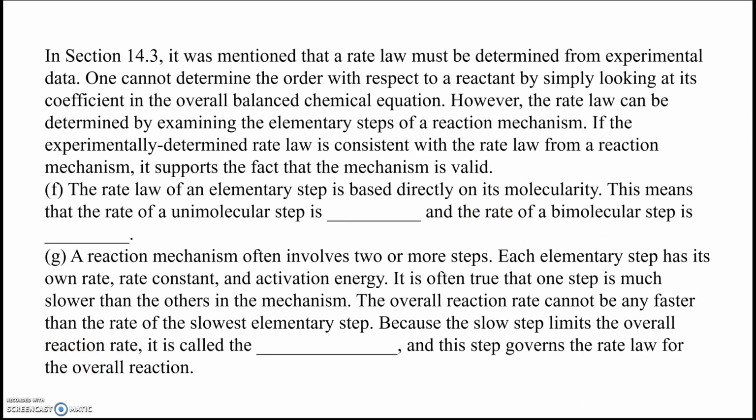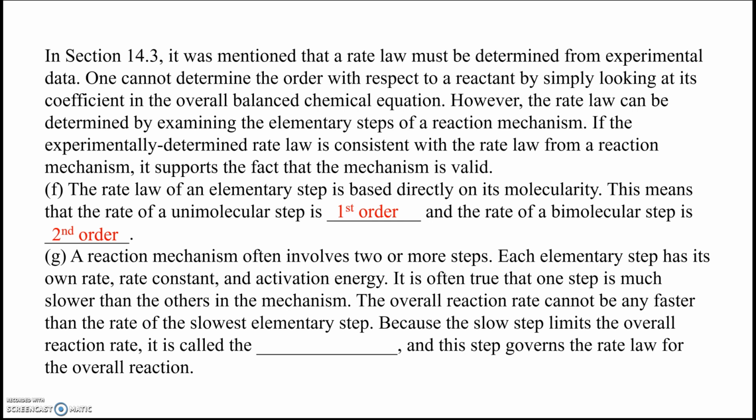All right, in section 14.3, it was mentioned that a rate law must be determined from experimental data. You can't just look at the coefficients to figure it out, but you can look at the rate laws of the elementary steps, and if the experimentally determined rate law is consistent with the rate law from a reaction mechanism, it supports the fact that that mechanism is valid. The rate law of an elementary step is based directly on its molecularity. That means the rate of a unimolecular step is going to be first order, and the rate of a bimolecular step is going to be second order.